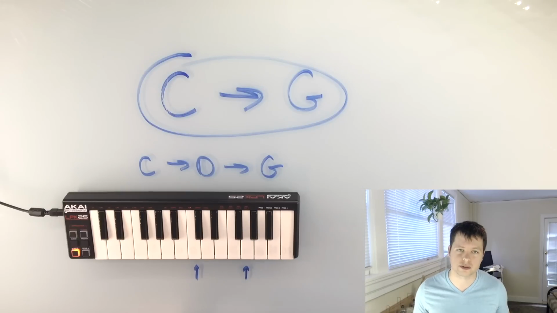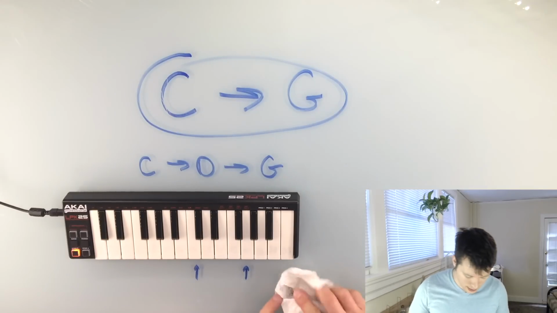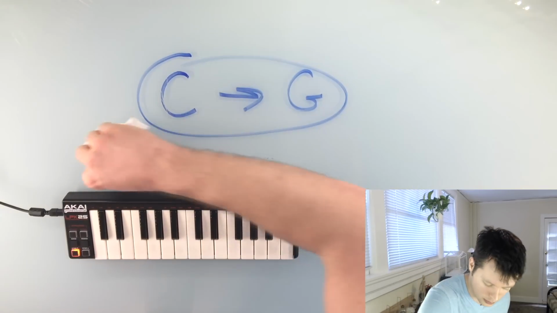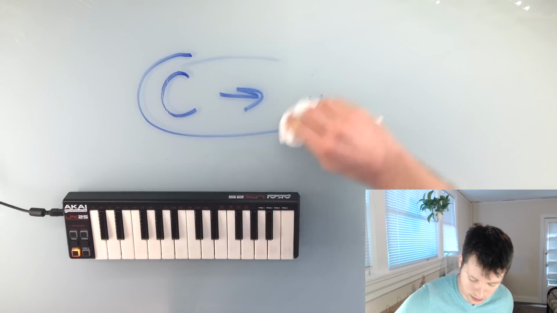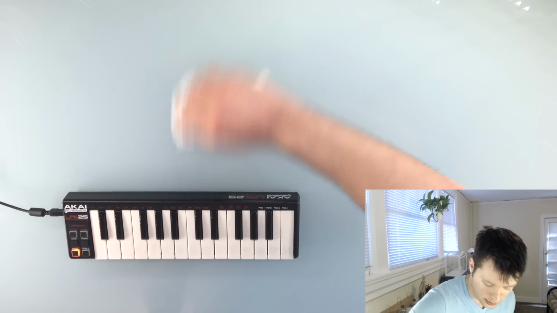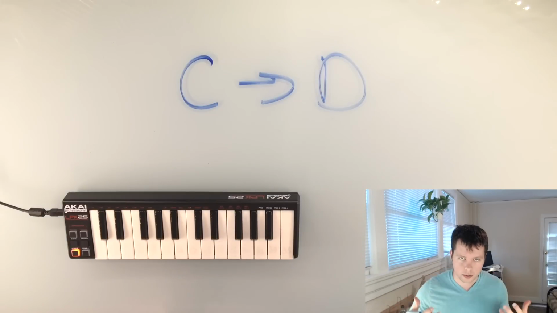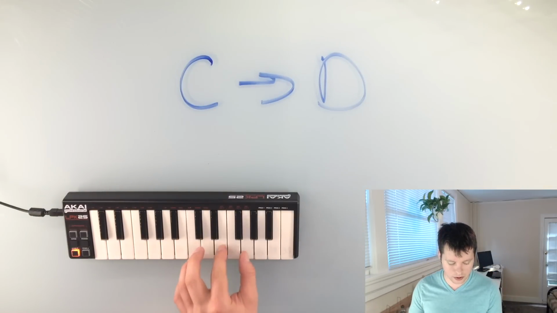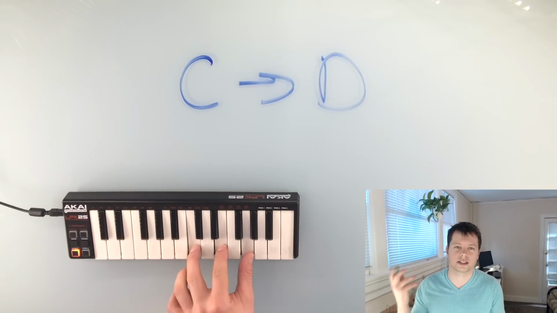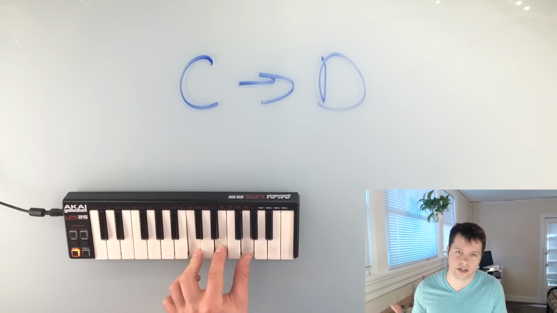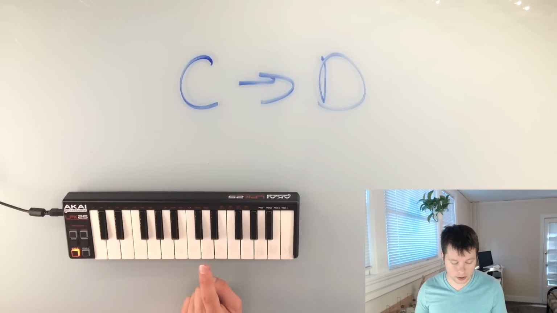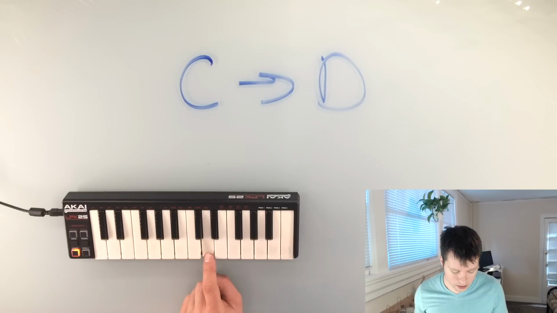Now, let me give you another example here. Let's say we want to go from C to D. D has two notes different. D has an F sharp in it, just like the G did, but it also has a C sharp in it. So, same thing, we're in C, we've played a few chords, and the key center has been established, right? Here is our key center. We want to get to D. We want this to be our new key center.